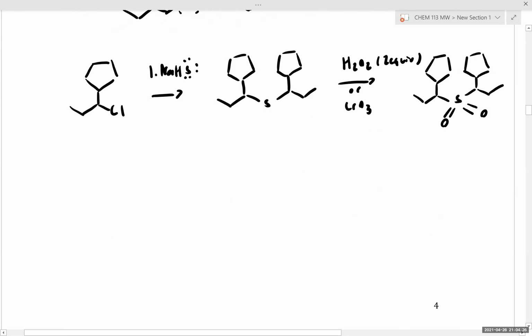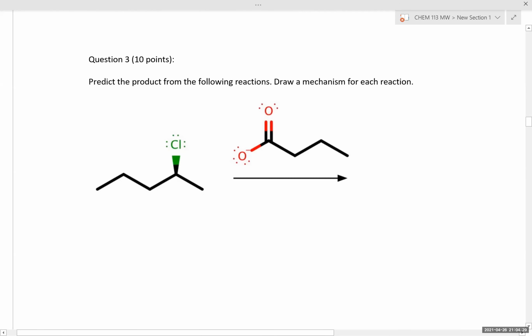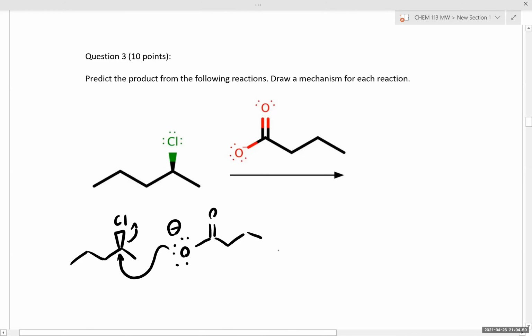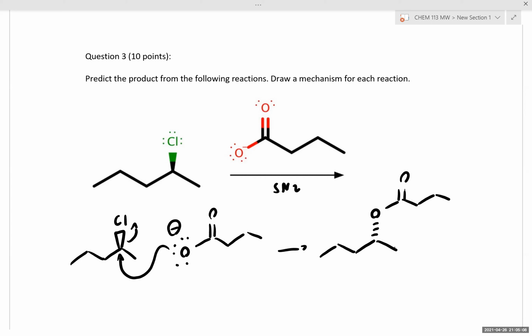Okay, so let's keep going then. In this case, we're asked to predict the product and draw a mechanism. We have an alkyl halide reacting with a carboxylate anion. So our anion will attack and displace our alkyl halide, and that in turn gives us our desired product. Keeping in mind, this is an SN2 reaction, and thus it occurs with inversion of stereochemistry. Any questions on this example?